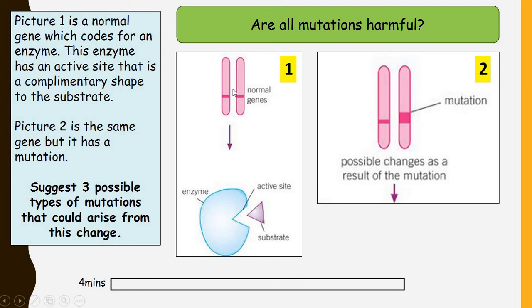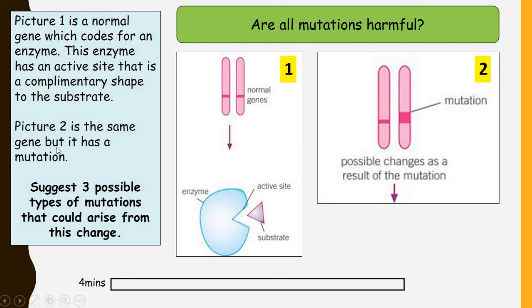Okay, so picture one, what we've got here on our diagrams is our chromosomes, just represented quite crudely, the pair of chromosomes and the pair of genes located as dark pink. And the genes there are coding for a particular enzyme. You can see that a mutation has occurred and that gene has changed. So picture one is a normal gene which codes for an enzyme. And this enzyme has an active site, that's where substrate binds to. That is a complementary shape to the substrate. You can see that here with the enzyme active site and the substrate fits perfectly there.